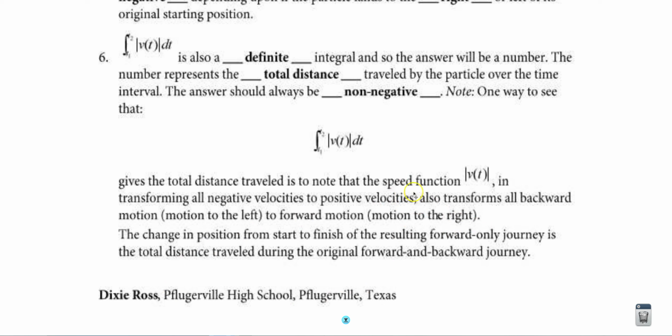But basically, it's explaining that you can have a particle that moves forwards, then moves backwards, then moves forward again. But the total distance traveled would be adding up all of these things, as opposed to displacement, which would only look for the distance between here and here. We want total distance traveled, so we want to know how far this particle moved.